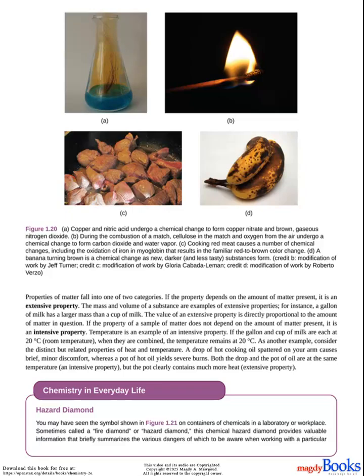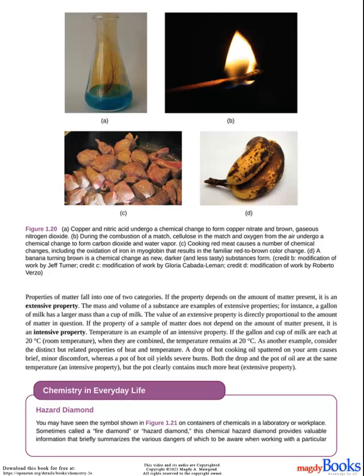The mass and volume of a substance are examples of extensive properties. For instance, a gallon of milk has a larger mass than a cup of milk. The value of an extensive property is directly proportional to the amount of matter in question. If the property of a sample of matter does not depend on the amount of matter present, it is an intensive property. Temperature is an example of an intensive property.